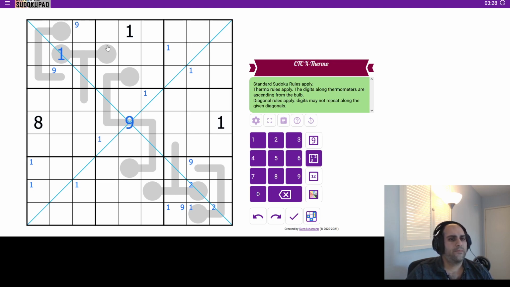Now what? 2 in this box has to go here. So if 2's here, 1's here. If 2's here, 1's here. I don't see what that does though. There is no 8 here. There's no 8 here.